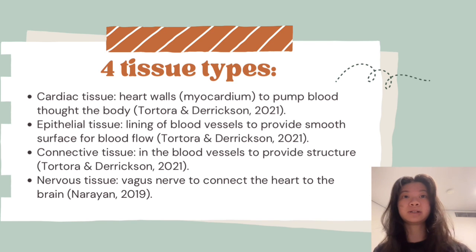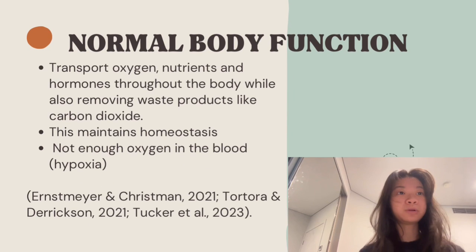And next is epithelial tissue. This can be found in the lining of the blood vessels to provide a smooth surface for blood flow. Next is the connective tissue, which can be found in the blood vessels to provide structure for the blood vessels. And then the nervous tissue is what connects the heart to the brain, or it can be called the vagus nerve.